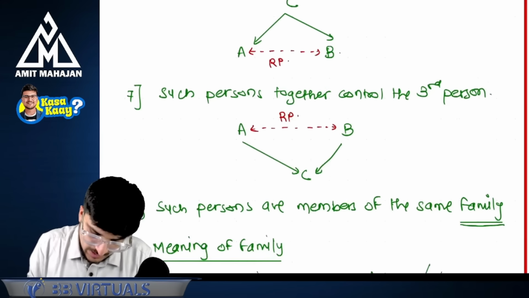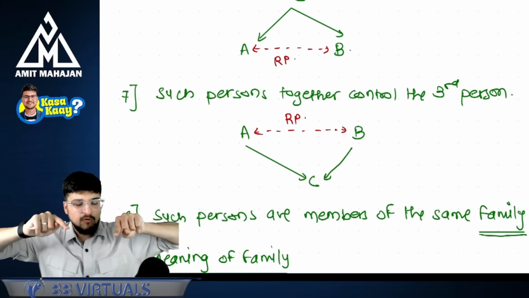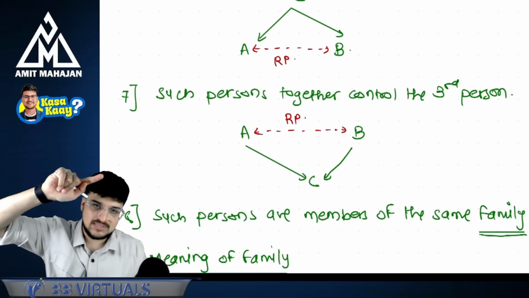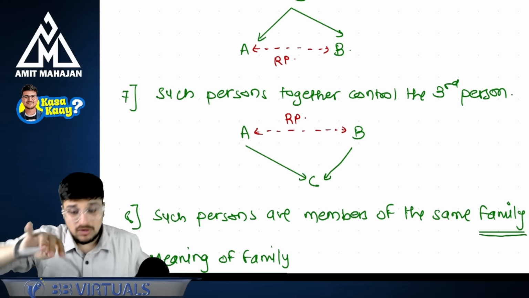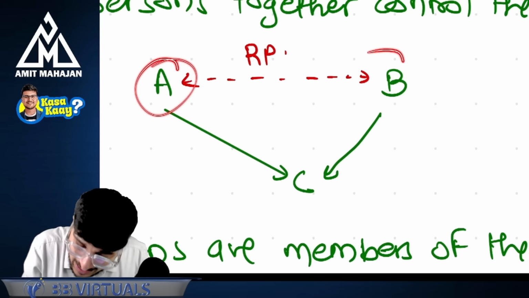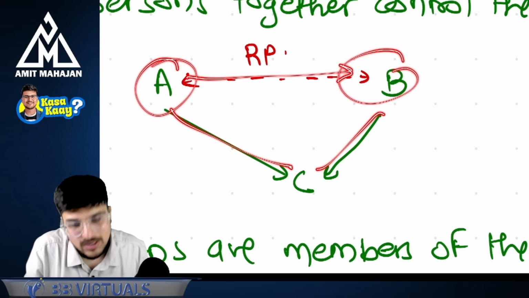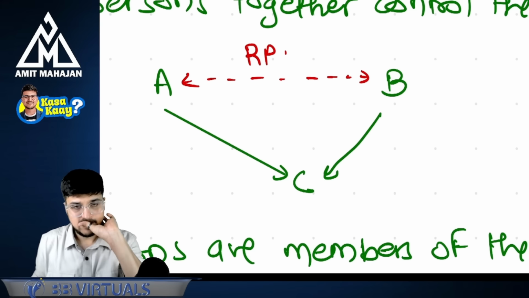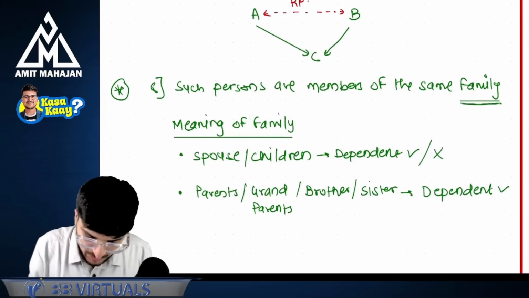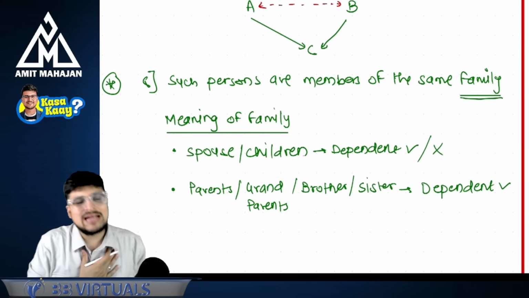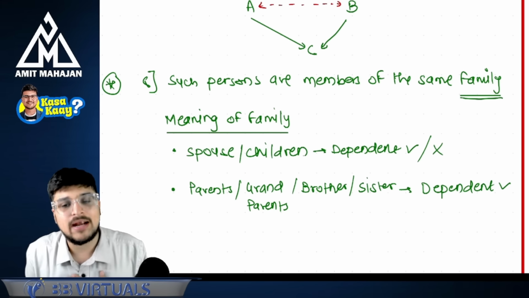Now, earlier what used to happen is two persons were getting controlled by the third person, right? Now what is happening? These two persons are controlling the third person. So these two persons are known as related party. Understanding?